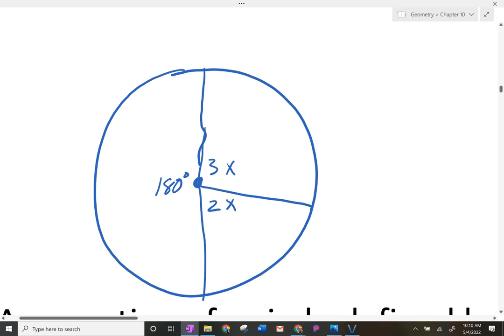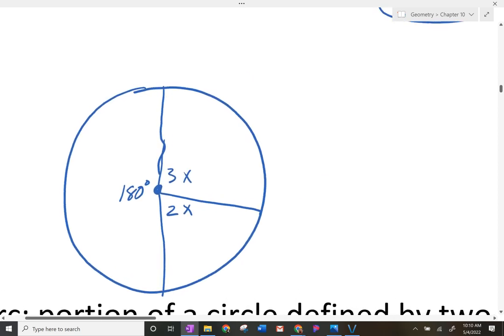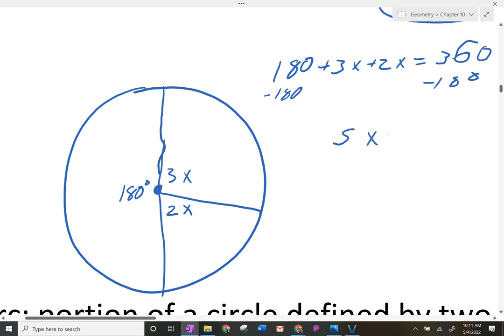I watched what you guys are doing. It was great. There's 2 ways to solve this one. If you saw that as a diameter, I was going to make sure that I had 180 degrees plus 3x plus 2x equals 360. Okay, minus that 180 to both sides. You would add 5x equals 180. After this, we're going to divide both sides by 5. X equals 36.